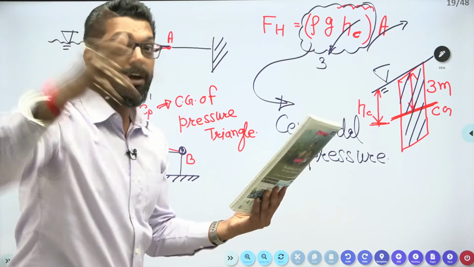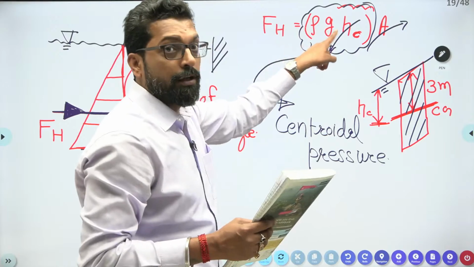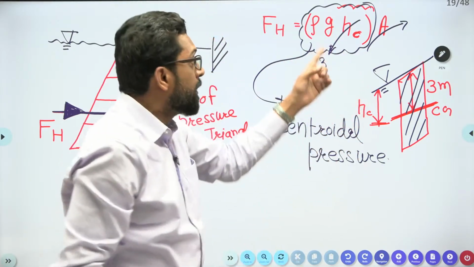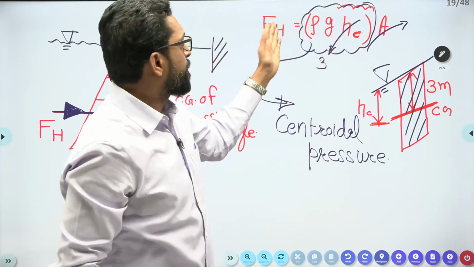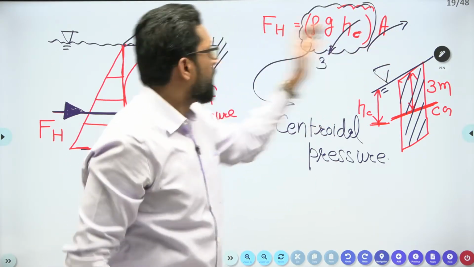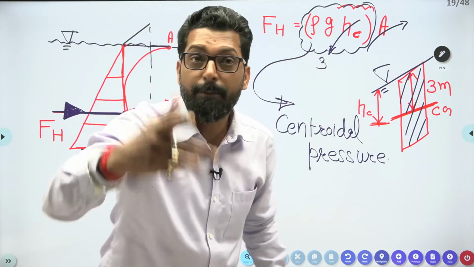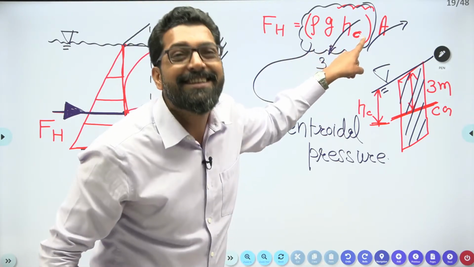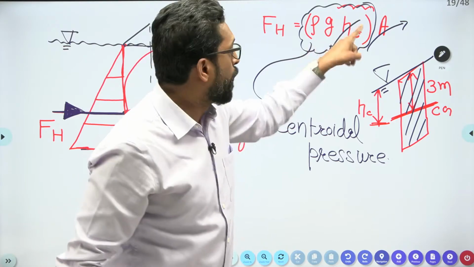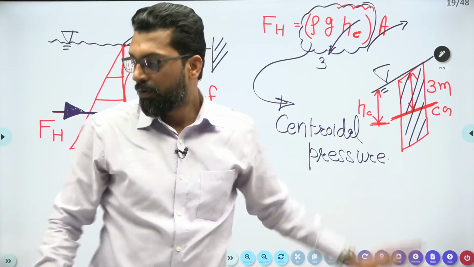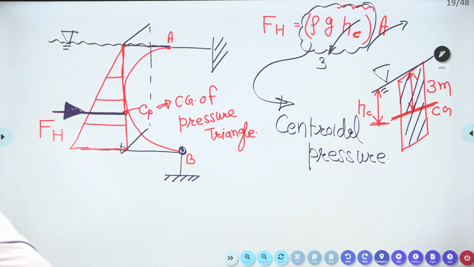And what is the formula of the horizontal hydrostatic force? What is the force? Pressure into area. What is the pressure? The pressure is the centroidal pressure, that means the pressure at the CG, the CG of the vertical plane. Okay, thank you.